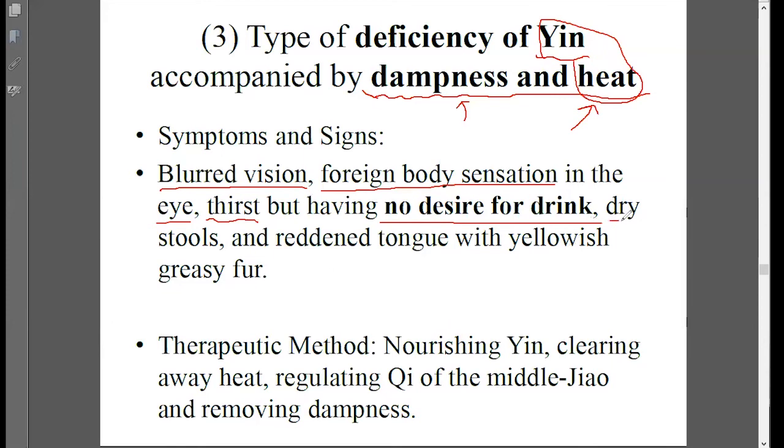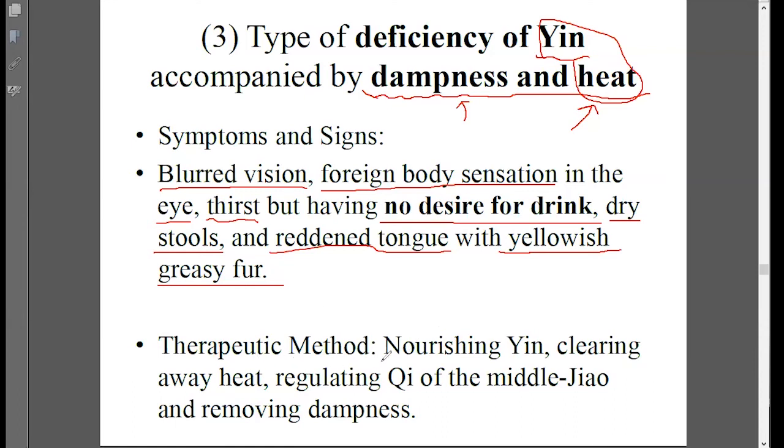And dry stool, because of deficiency heat inside. And the tongue is red with a yellow greasy coating. Yellow coating comes from heat, greasy coating comes from dampness. Usually with yin deficiency there may be no coating, or just a little coating. But deficiency heat combined with dampness will have some yellow greasy coating.